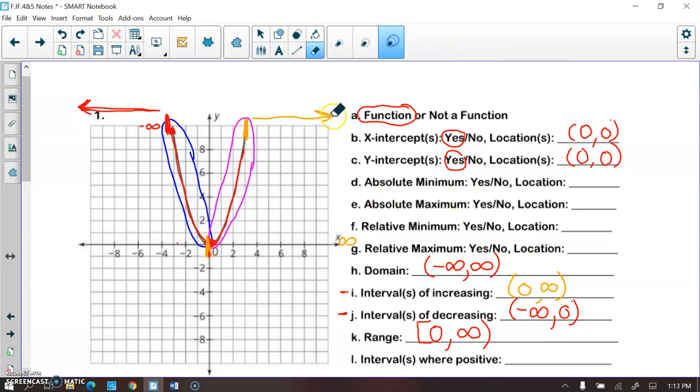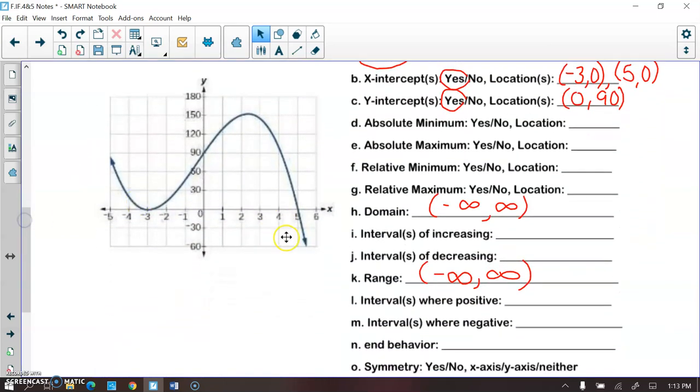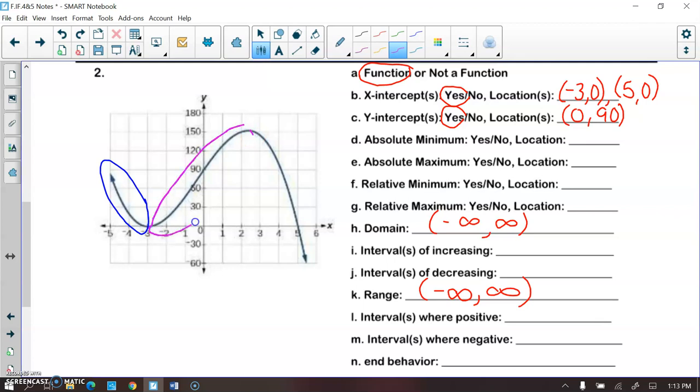Okay, we're going to do this again, but this time we're going to do it with number 2. So for question number 2, a reminder, when we're doing intervals of increasing and decreasing, we're going to split it up into sections. So for this graph, one of my sections will be here until I hit that low spot. Another section will be here until I hit that high spot. And then my last section to the end of the graph.